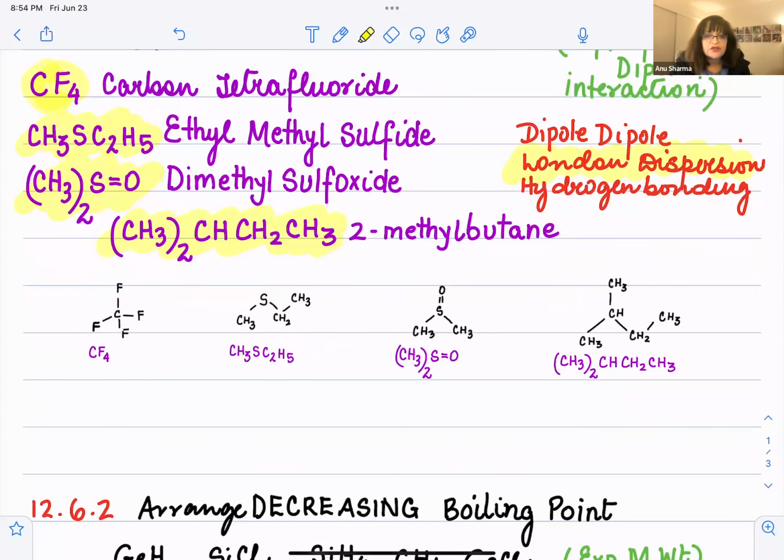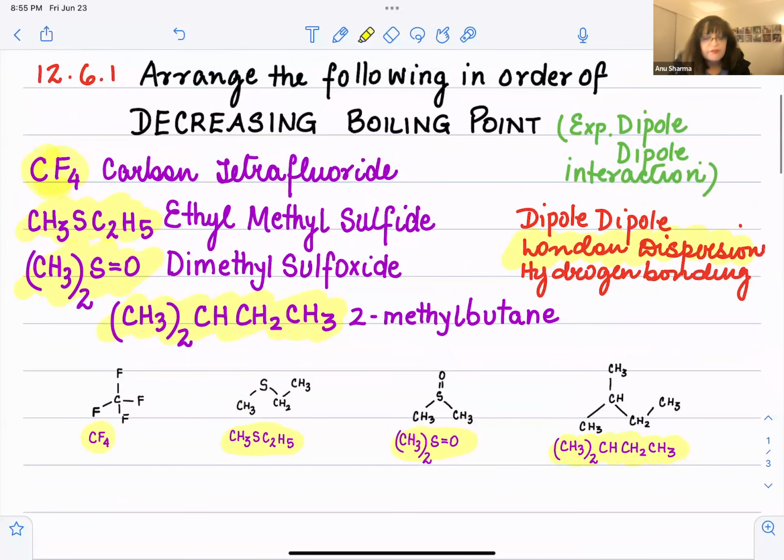Right now, these are the structures of these molecules: carbon tetrafluoride, ethyl methyl sulfide, dimethyl sulfoxide, and then this one is 2-methyl butane. So these are given to you. Now, how do you identify the boiling point? What are the things that influence the boiling point? Of course, the London dispersion forces, or the hydrogen bonding, or dipole-dipole. Which of those are present here?